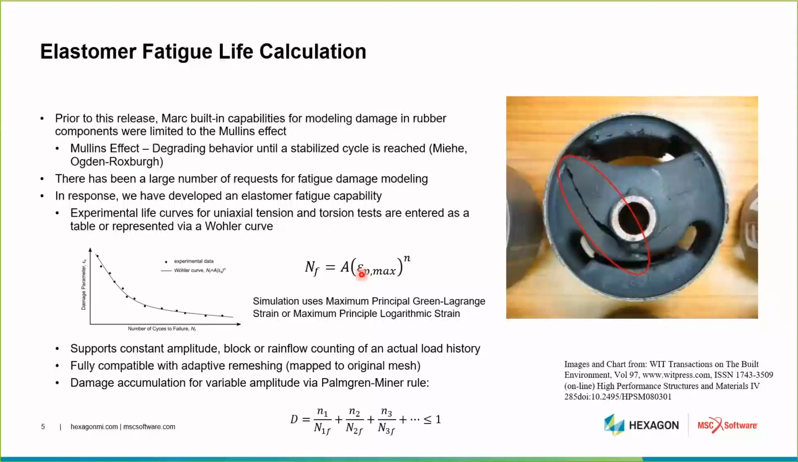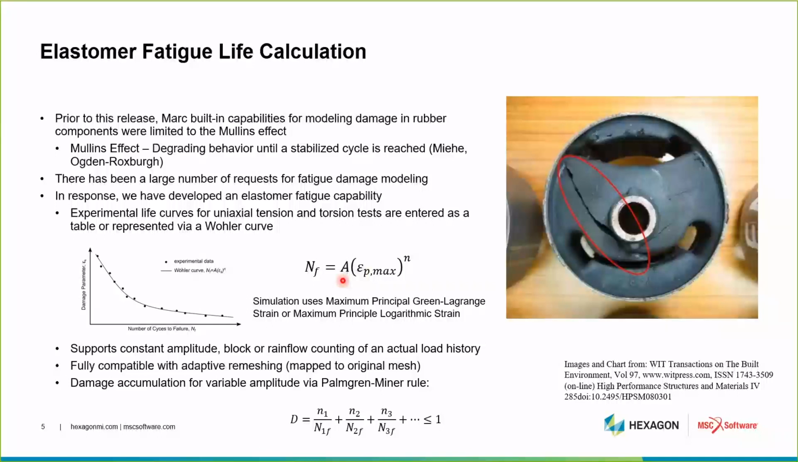The implementation requires fatigue curves for uniaxial tension or torsion. You enter them as a table, or you can represent them via a Wohler curve. This power law you can see here that my pointer is on, where you need to fit the A and the N parameters to the test. The simulation uses the maximum principal Green-Lagrange strain or the maximum principal logarithmic strain. You have your choice there.